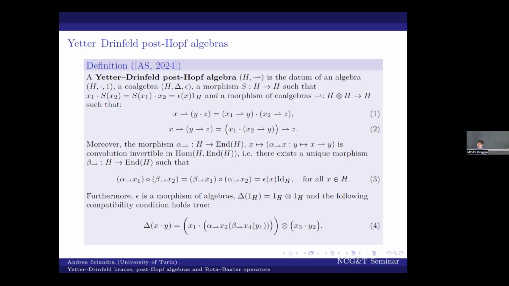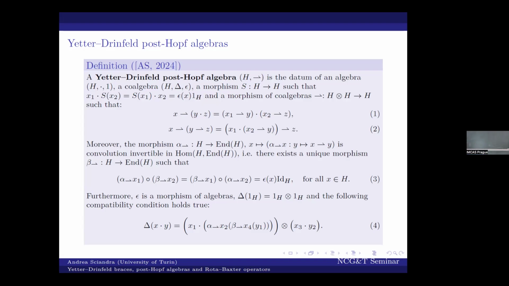Moreover, it is equipped with a morphism of coalgebras, this harpoon here, satisfying these two conditions. The first one just tells you that the product is linear with respect to the harpoon. And the second one is a deformed associativity. So you can see that X acting over Y acting over Z is this product acting over Z. So it is not just the product of X and Y, but it is a deformed associativity condition.